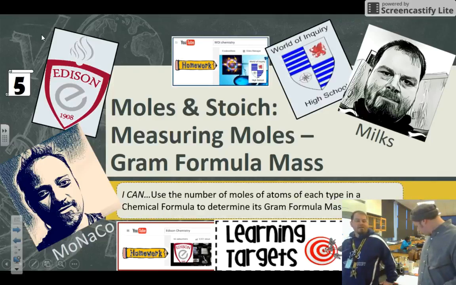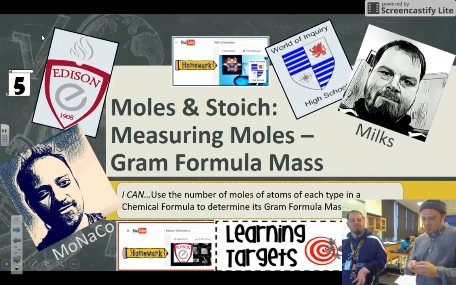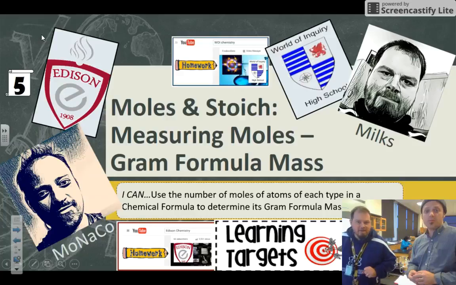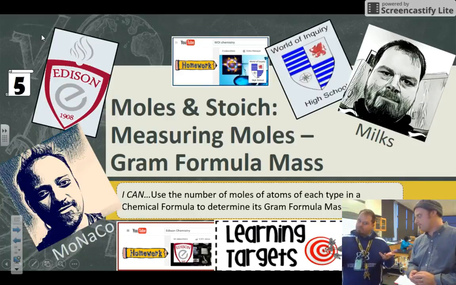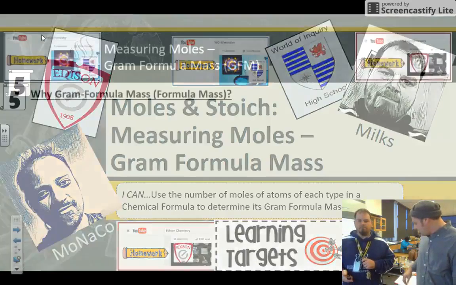This is the piece that culminates in what we just learned. Use the number of moles of each atom to figure out what the mass of the whole thing is. Okay? So we've got to count them up, so that you can observe and obey the law of conservation of mass in chemical equations.